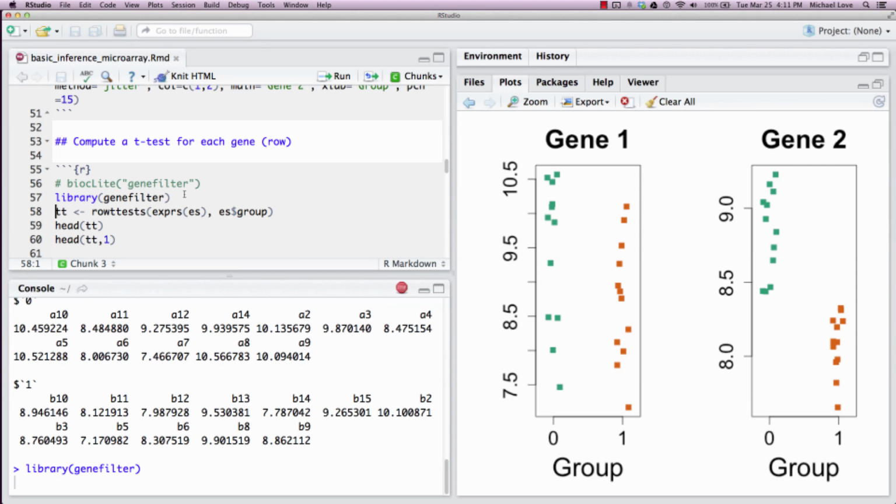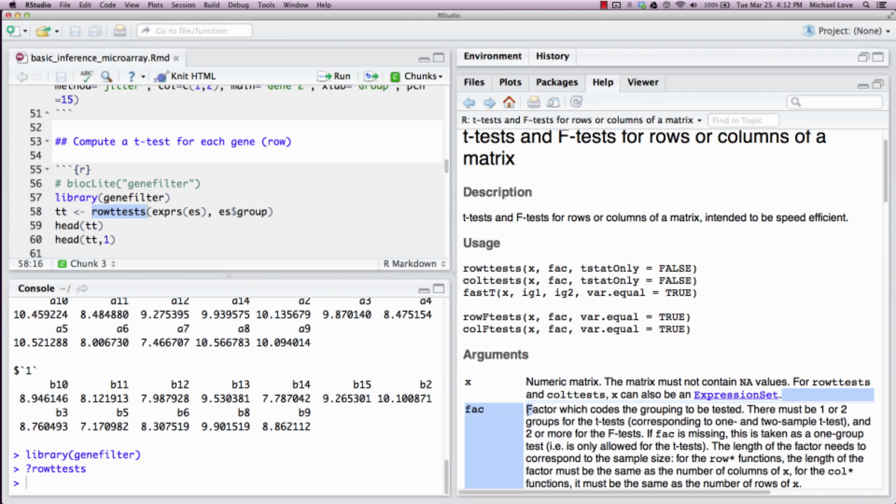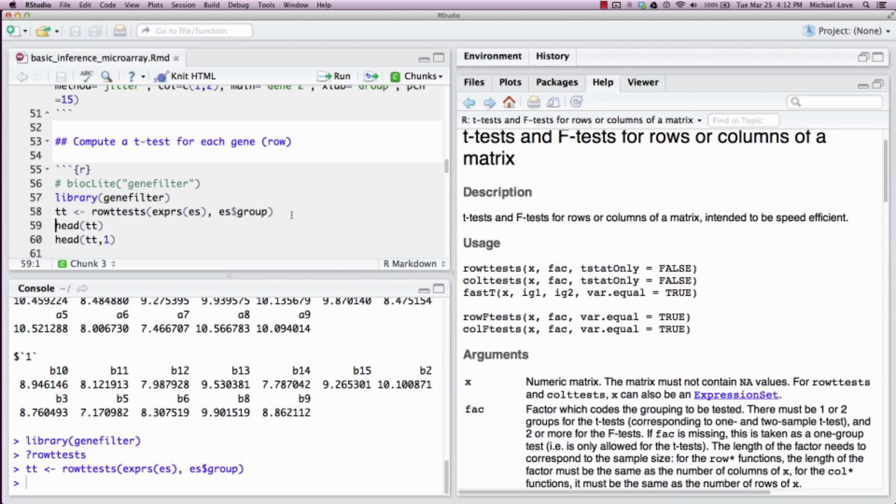So the library genefilter, if you don't have it already, you can install it with BiocLite, and we're going to use this because it has a function rowttests, which computes very fast t-tests or F-tests along the rows of a matrix. So we're going to use the rowttests function and provide it a matrix and a second argument, which is a factor, which in our case is the group. And we can see we have a data frame.